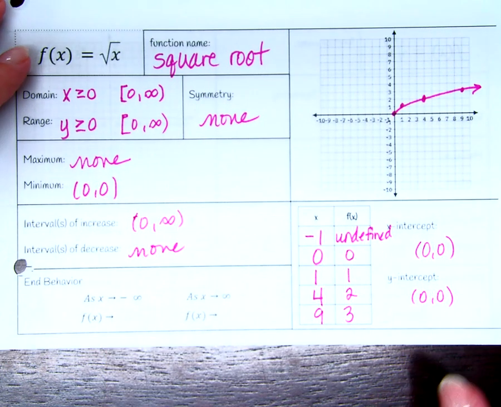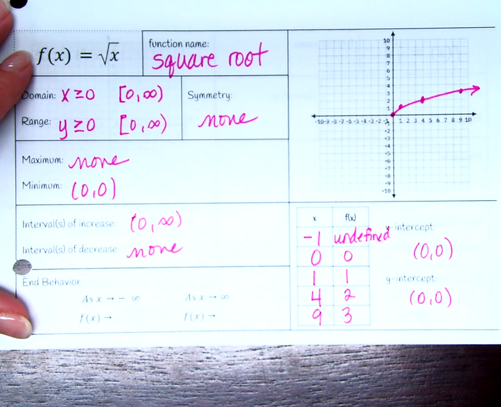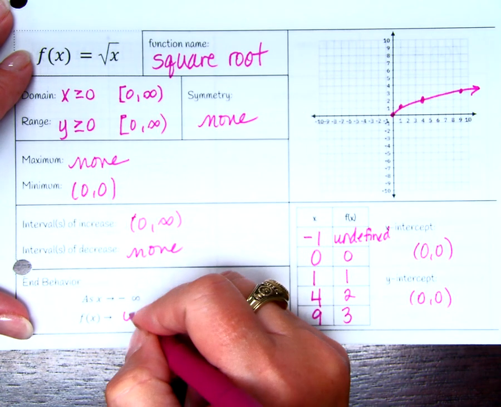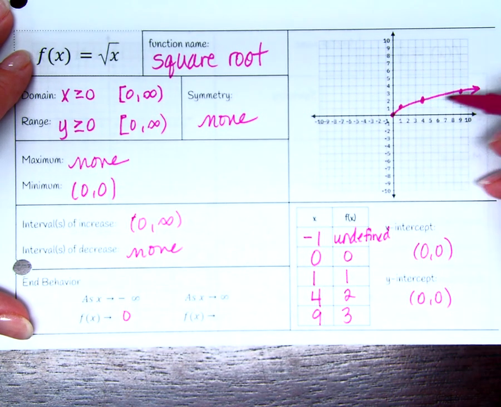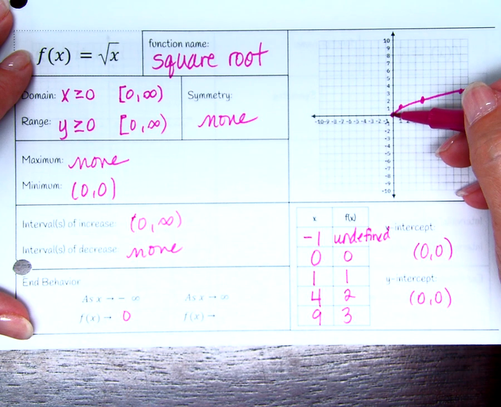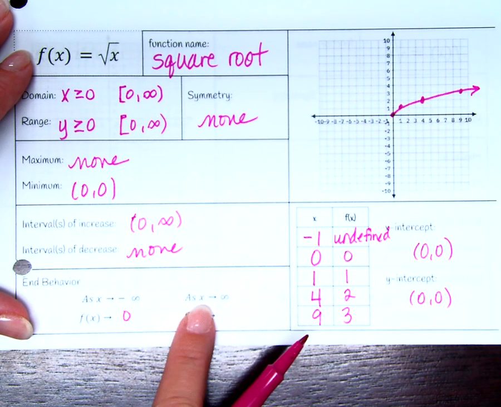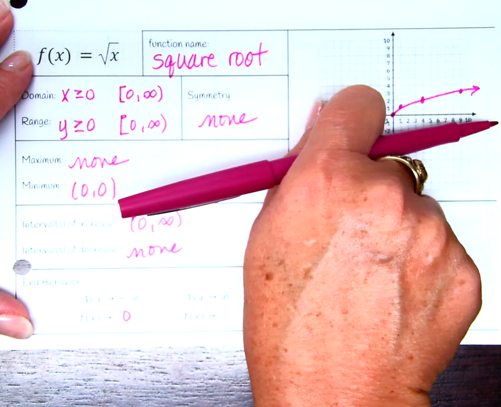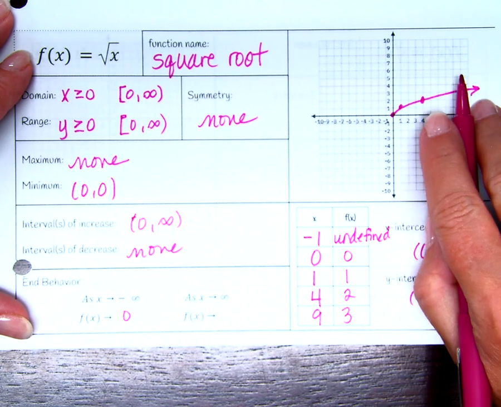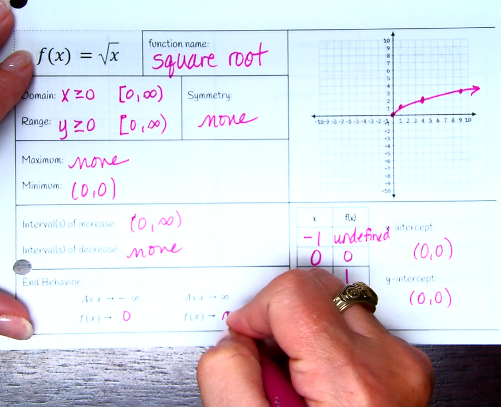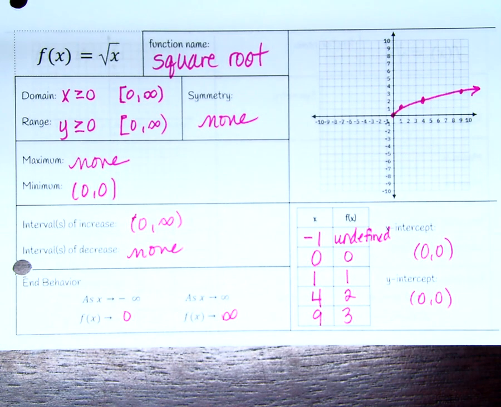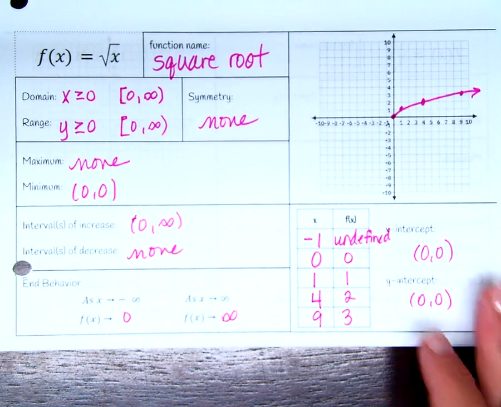All right, end behavior. What's happening at the ends of the graph? As x is going towards negative infinity, what's happening to y's? It's going to 0. That's where it's going to end up right there, right? It's not really going to negative infinity because it's going to stop right there, isn't it? Okay? As x is going to positive infinity, where is y going? Infinity. Okay? Good so far?